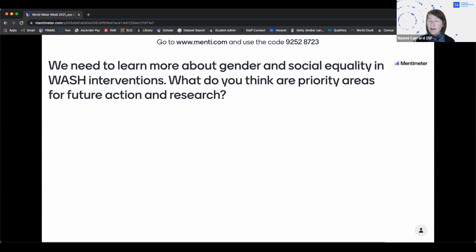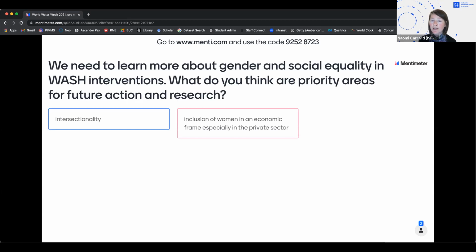In a previous slide, you raised some really excellent suggestions for the kinds of outcomes you've seen that are missing from the evidence base. So that could be a good place to start. What we'd like you to share here is what you think are priority areas for future action and research.